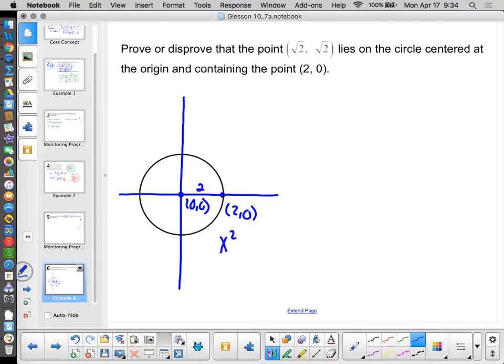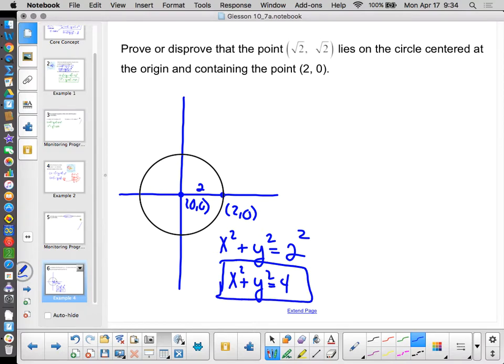So that's x squared plus y squared equals 2 squared, or x squared plus y squared equals 4. There's the equation of that circle. The question asks me to prove whether the point lies on the circle. So notice I didn't even address the question to start with. I said, okay, I need to find the equation of the circle before I can even think about addressing this question. So I looked at the facts I had, center at the origin, containing the point 2, 0, sketched a picture regarding that, and found the equation of my circle.